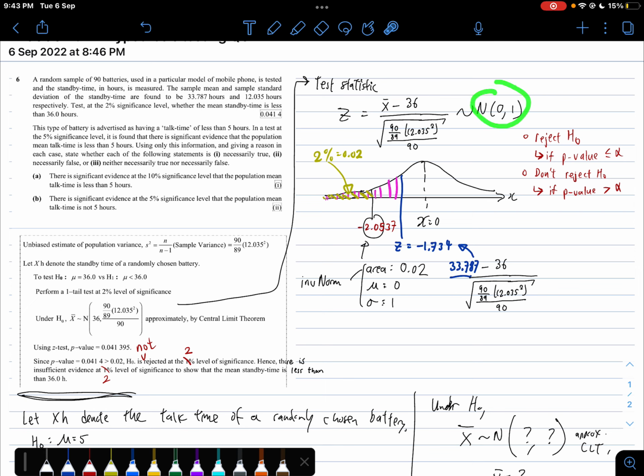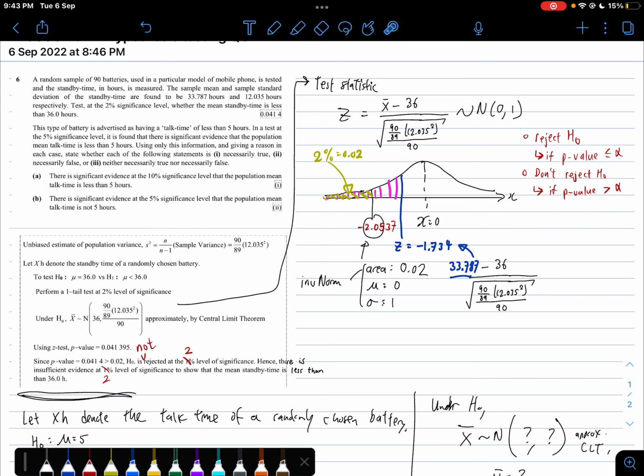Now, since it's normal 0, 1, it means there must be a bell curve that's symmetrical about 0. And we can calculate the quantile value associated with each of the probability values. In this case, alpha is 2%, so we can just use inverse norm, area is 0.02, then mu is 0, sigma is 1 because it's N(0,1). Then we are able to obtain negative 2.0537 as our critical value.